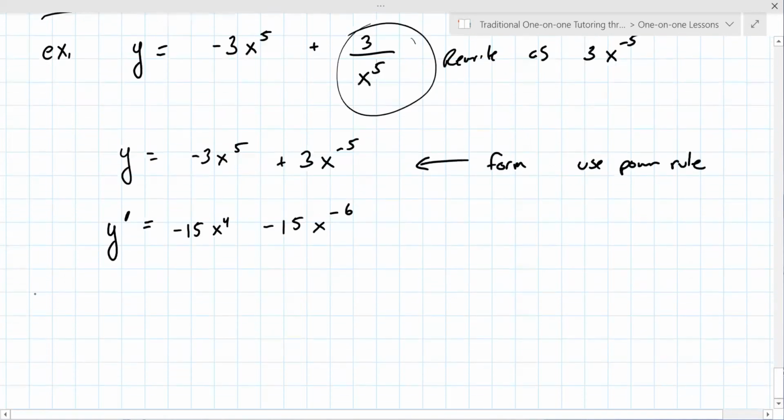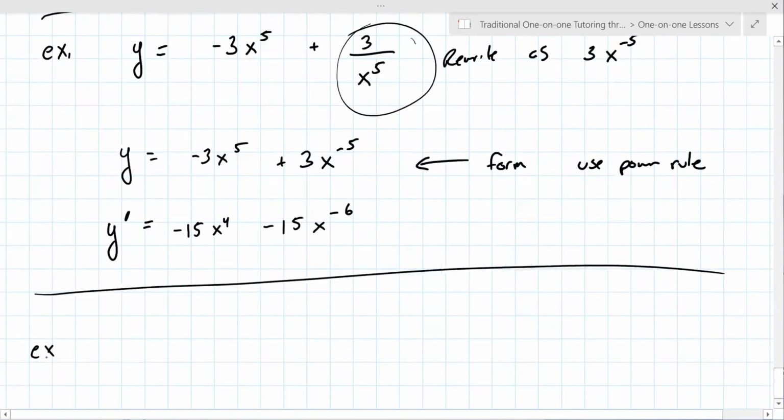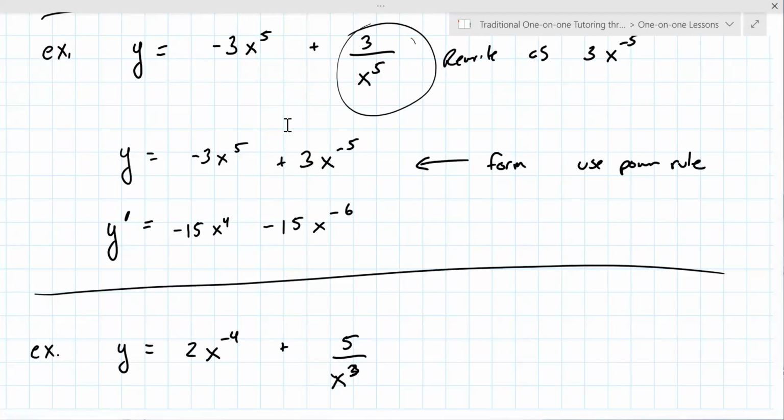Okay. Let's try another example here. Let's say y equals 2x to the minus 4 plus 5 over x to the third. That's a 3. Try that on your own. It's just like this one, but it is different numbers. Is that a 3 or a 4? 3, okay, and that's a 4. Sorry for the bad writing. We need to make that better.